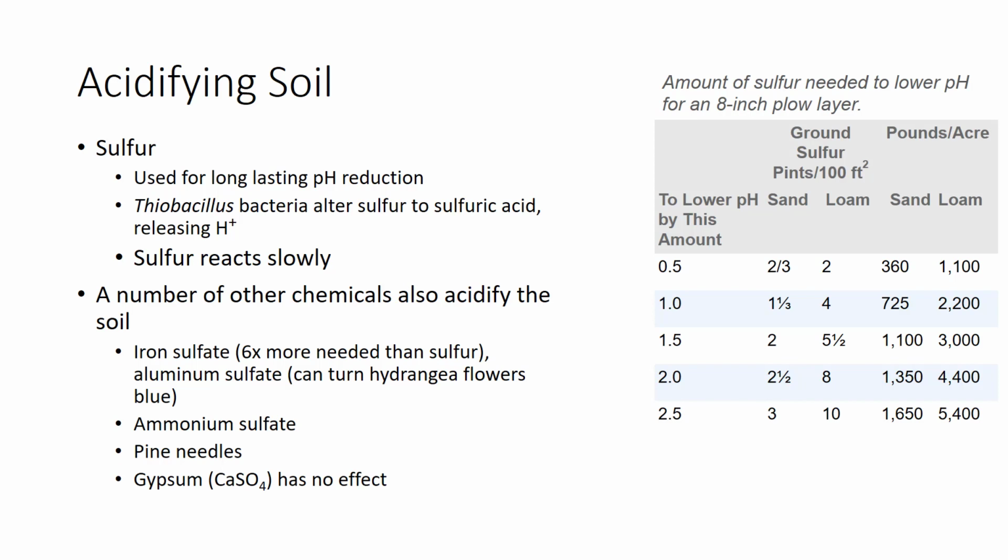In conclusion, soil pH depends on the balance of hydrogen and hydroxyl ions in the soil solution. Changes in pH can often be achieved through application of lime or sulfur.